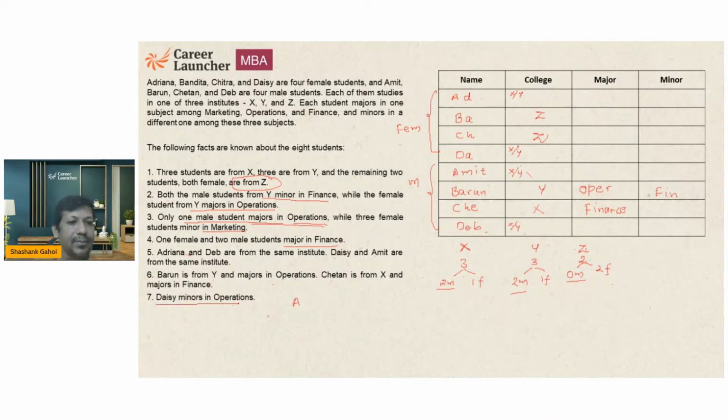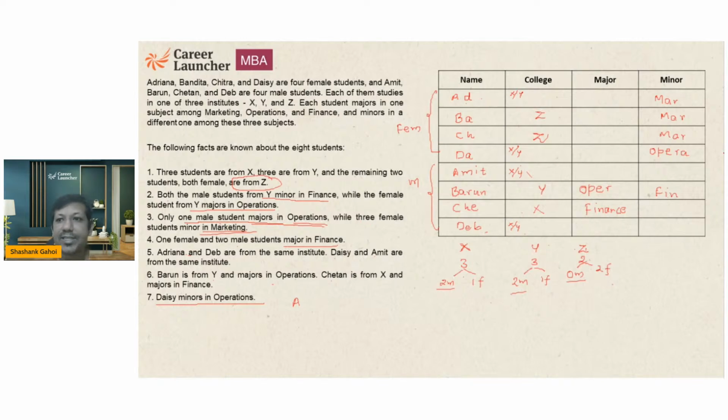Now it says Daisy minors in operations. Daisy minors in operations. Now what am I going to do? Okay. Only one male student majors in operations, while three female students minor in marketing. So minor in marketing means this one is minor in marketing, this is minor in marketing, this is minor in marketing. Three female students are doing a minor in marketing. Okay.